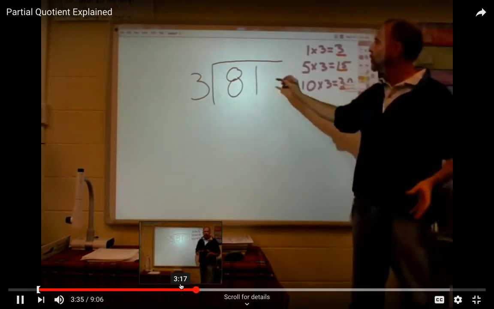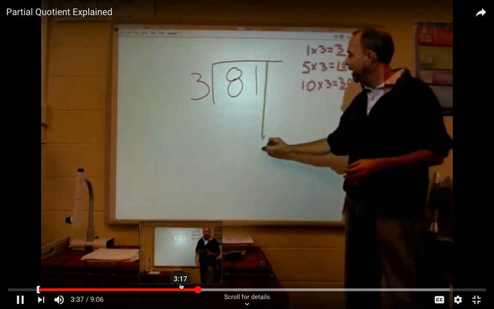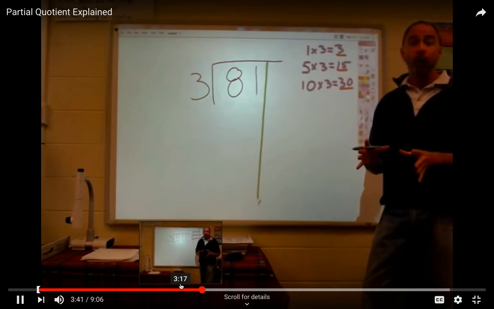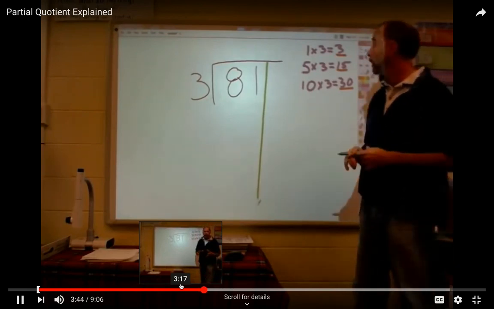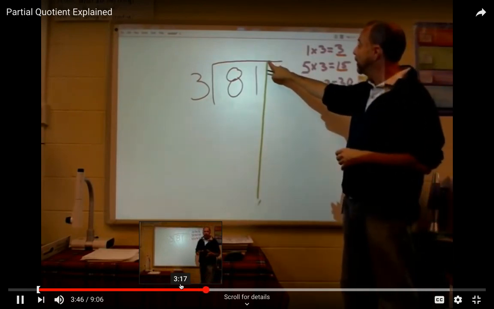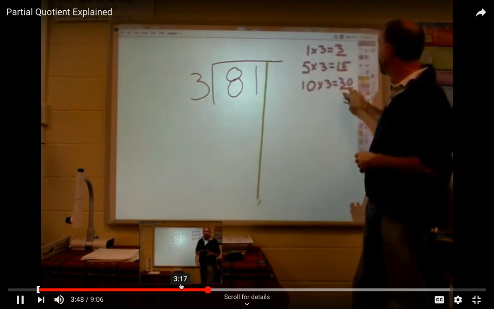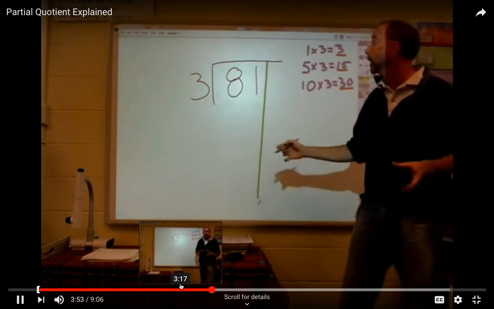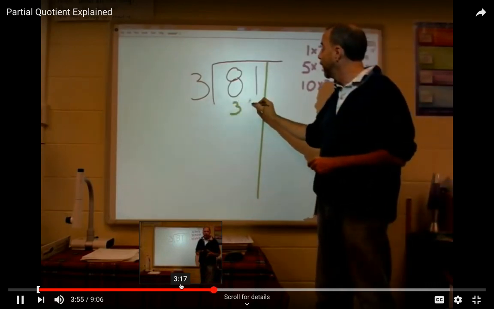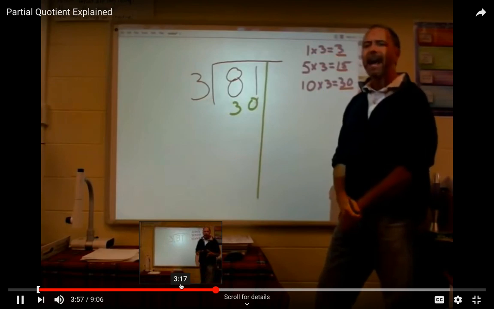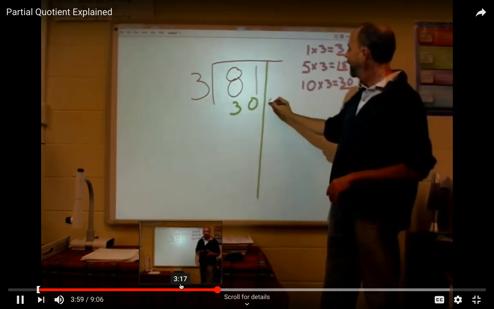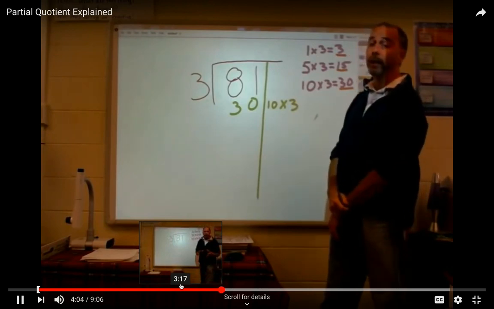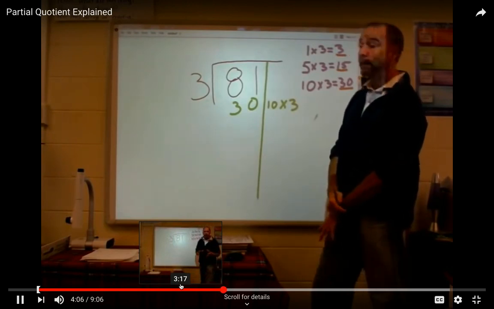Now, this is the first major change in that now we're going to make a line that goes down the side like this. This is to keep our partial quotient separate from the math. Okay, so in doing so, I'm going to look and see which number is the biggest. Well, 30 is the biggest number here. 30 is my biggest benchmark number. So I'm going to put my 30 here underneath my 81. How did I get 30? Well, I multiplied 10 times 3. That gave me 30. Now what am I going to do? I'm going to subtract.